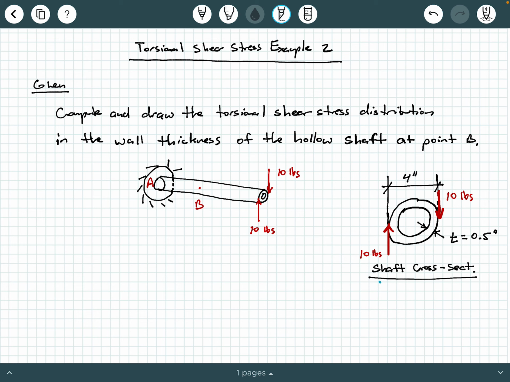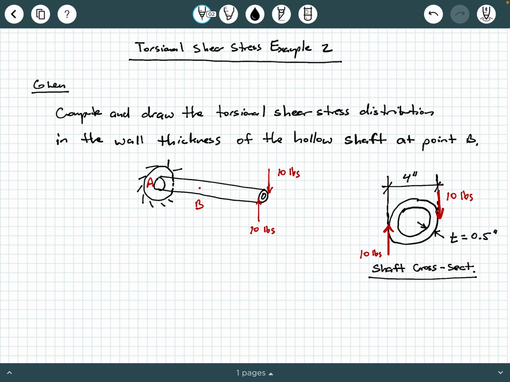If we look at the shaft cross section over here on the right, we see this annulus, or ring shape, where we have this hollow center. The wall thickness is represented here, and that's 0.5 inches. The outer diameter is given to us as 4 inches. On one edge of the shaft, we have a downward pointing 10-pound load. And on the exact opposite edge of the shaft, we have an upward pointing 10-pound load. So that's what we're looking at.